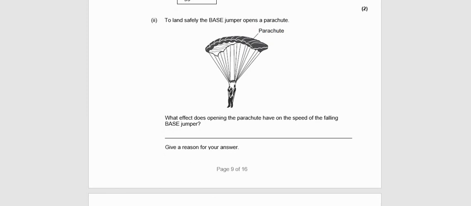This next part actually looks ahead a little bit to some stuff that we haven't really covered yet. But lots of people managed to get the right idea. Opening a parachute will reduce the speed of a falling base jumper. That's kind of something we can get from intuition. That's why parachutes exist. But why? Lots of people didn't get the wording quite right here.